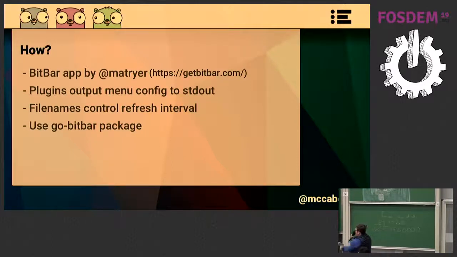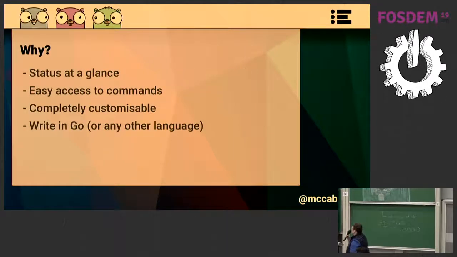So I created a package called Go Bitbar after having originally written stuff using templates, and it was all very hand-rolled, very difficult to explain to somebody how to use. And as I said, the main reason is that you can put pieces of information that you want up in your menu bar, so they're very quick to get to. If you have commands that you're constantly executing and you would like to get access to, you can just pop them up there. And because you're writing it, it's completely customizable, and you can write it in Go, which is good.